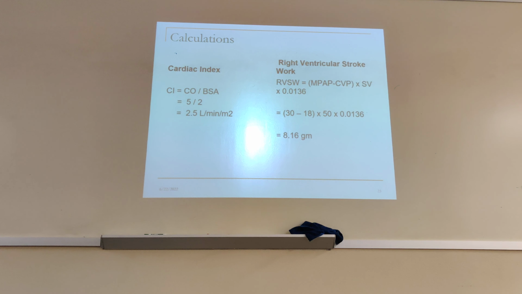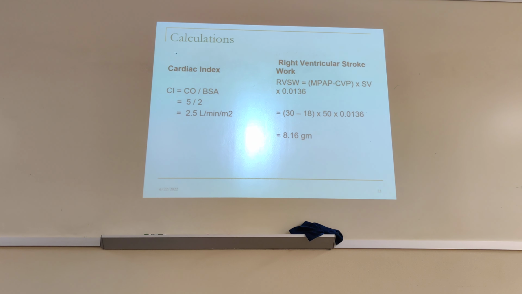And then I can calculate my right ventricular stroke work. Everything on the right-hand side is what you're going to use. Mean PAP, which is on the right side, minus CVP, which is also on the right side, times your stroke volume, okay, times 0.0136. That's a constant, it's always going to be there. That number is there to convert the other units to a unit called the gram meter. So that's why we're multiplying by 0.0136.